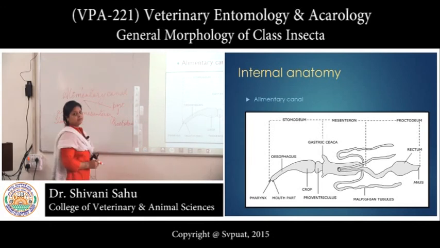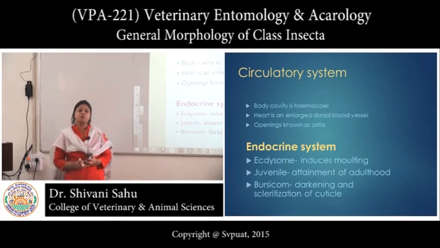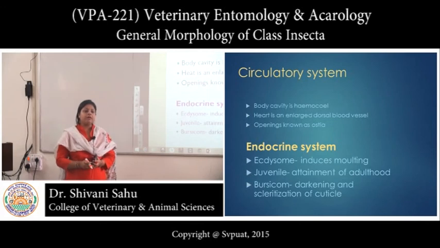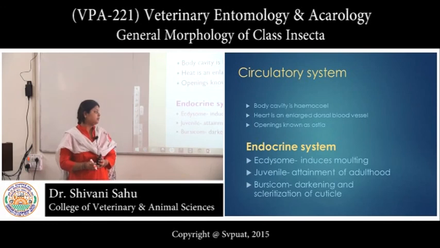It forms the hindgut. Now coming to circulatory system, here the hemolymph is not limited to blood vessels or vascular system. It is present in the cavity known as hemocoel. Heart is a structure which is an enlarged dorsal blood vessel. Openings of heart are known as ostia. Now the endocrine system consists of 3 hormones: ecdysone which initiates molting, then juvenile hormone, which helps in attainment of adulthood, and lastly the bursicon hormone, which helps in darkening and sclerotization of the cuticle after molting.